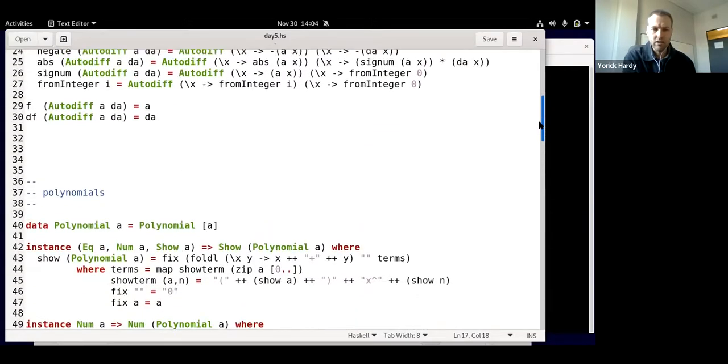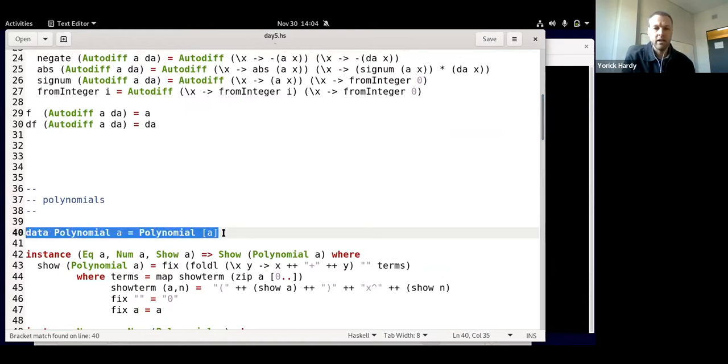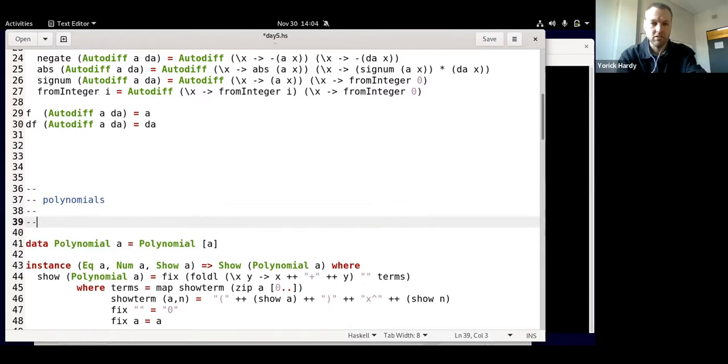All right, so let's look first at what a polynomial is. A polynomial over A is just, well, it's a constructor Polynomial, but it's a list of A's. That is going to be our coefficients, starting from the coefficient for x to the power 0. I'm assuming everyone knows what a polynomial is, but let's just write it in case. It's things like 1 plus 3x squared plus 5x to the 7, something like that.